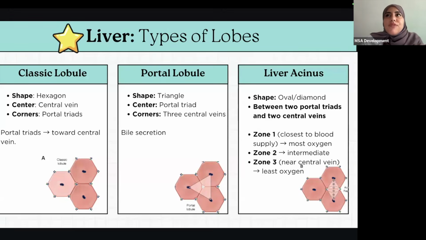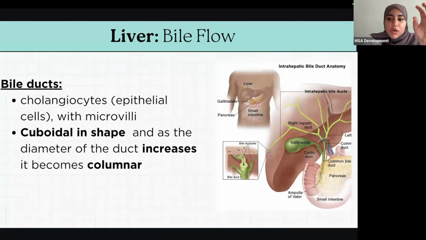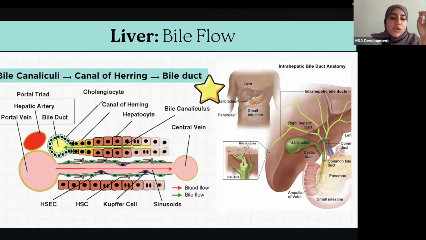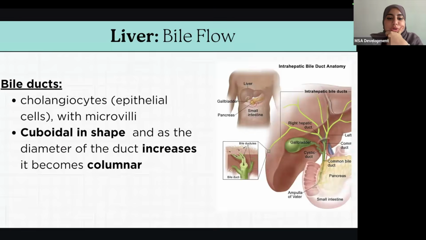Okay, I feel like scientists just find the simplest parts of an organ and name it after themselves. If you didn't notice, it's space of Disse and then canal of Hering, and it's just a bunch of people naming things after themselves. But it's okay, because it's your job to learn it.